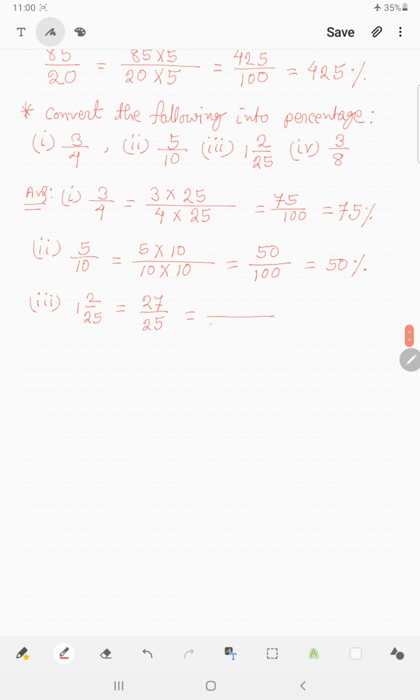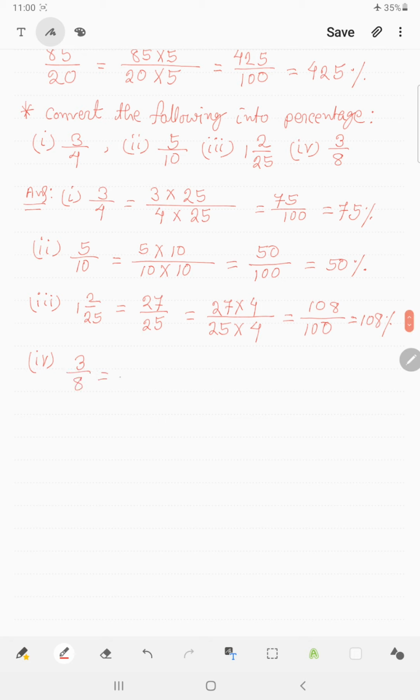Now if it is 27 by 25, then how will you convert this 25 into 100? Multiply by 4, right? 25 times 4 is 100. Then in the denominator you are getting 100, and in the numerator, what is this? 7 times 4 is 28, carry 2, 4 times 2 is 8, plus 2 is 10, that is 108. So very simply we can say that it is 108%. Fine.